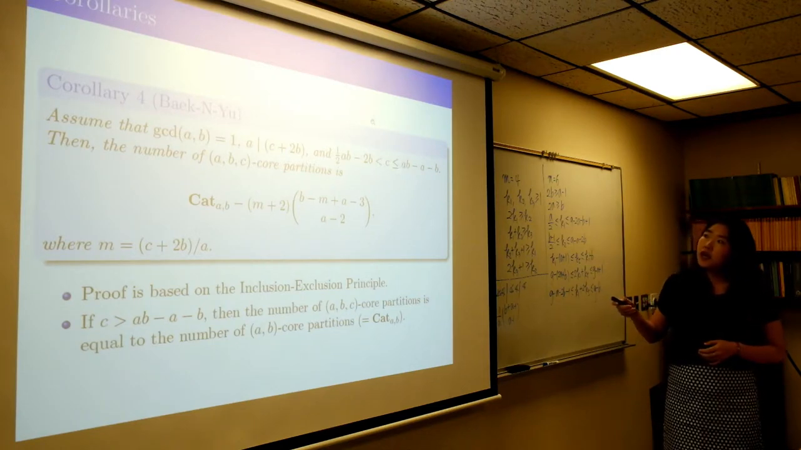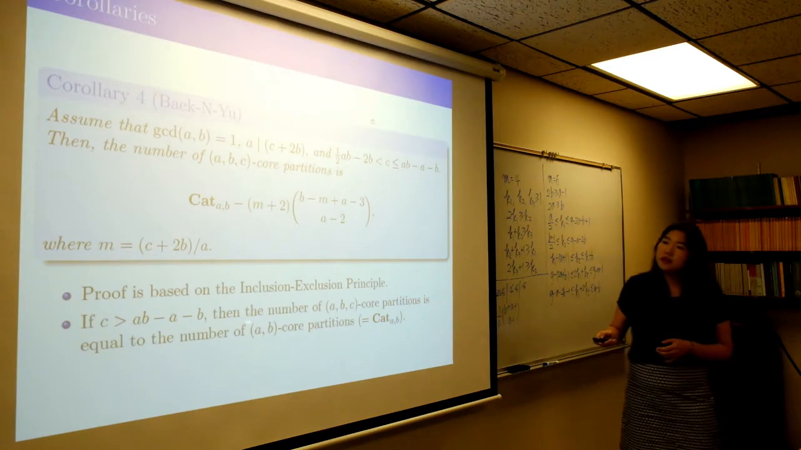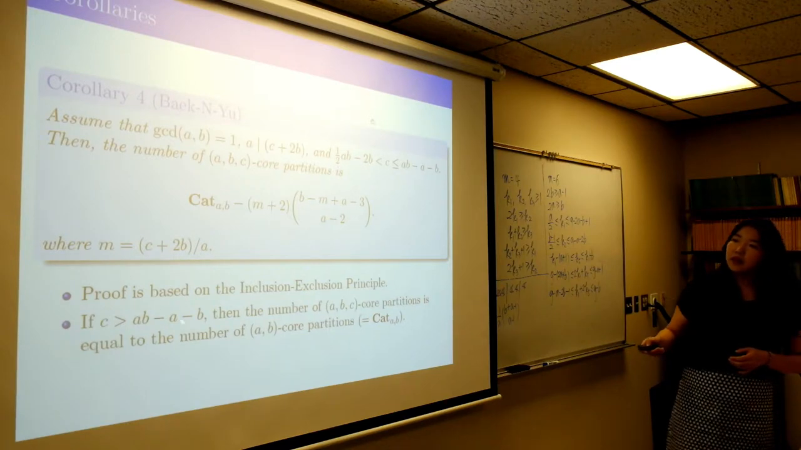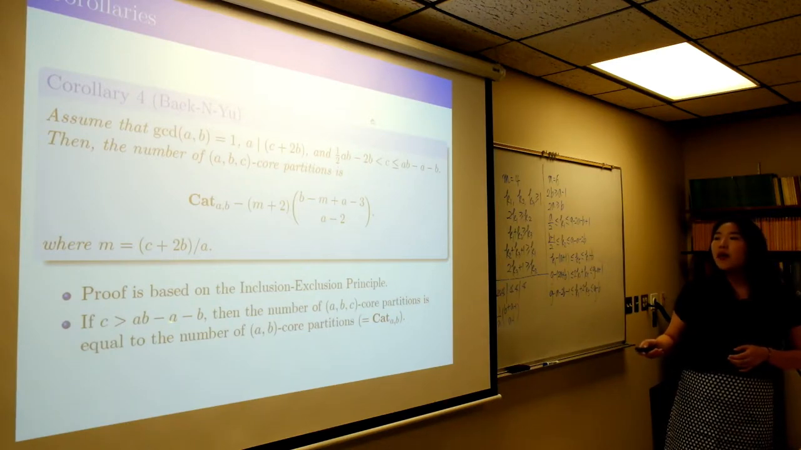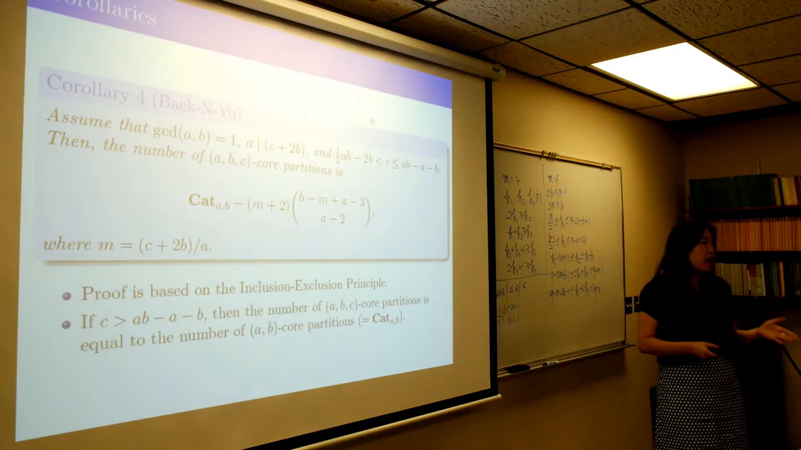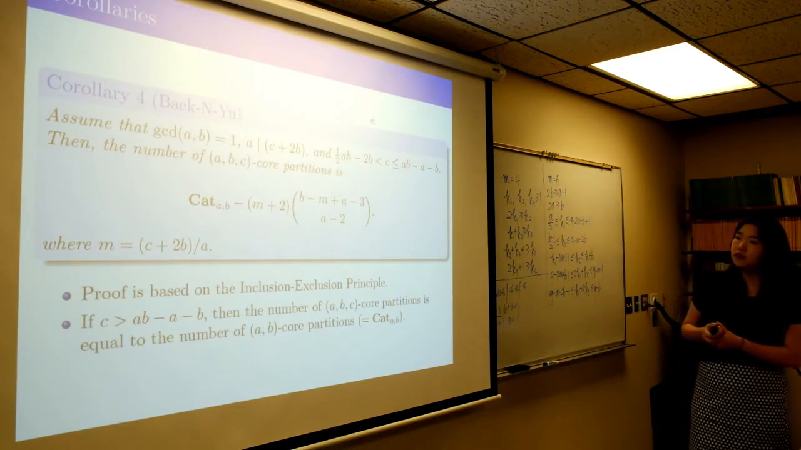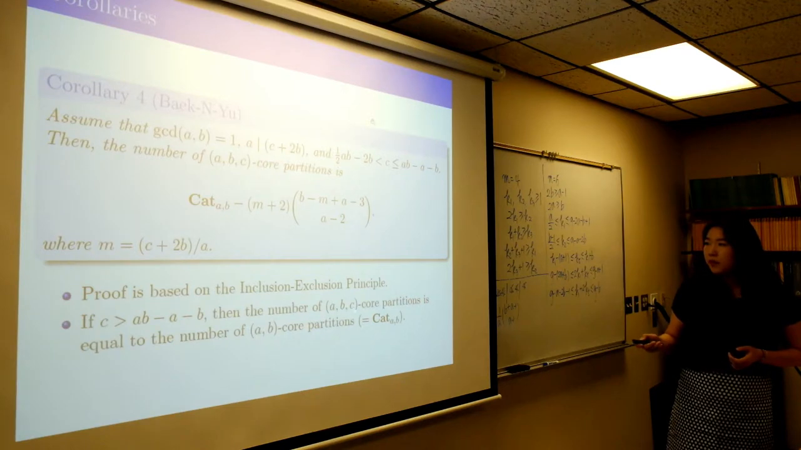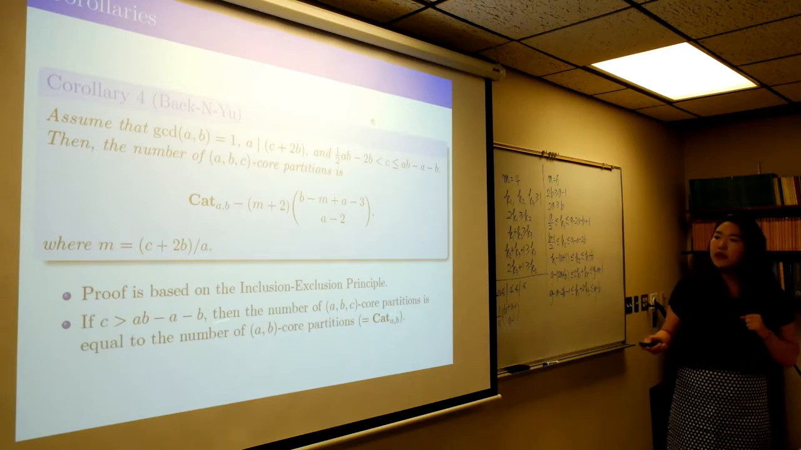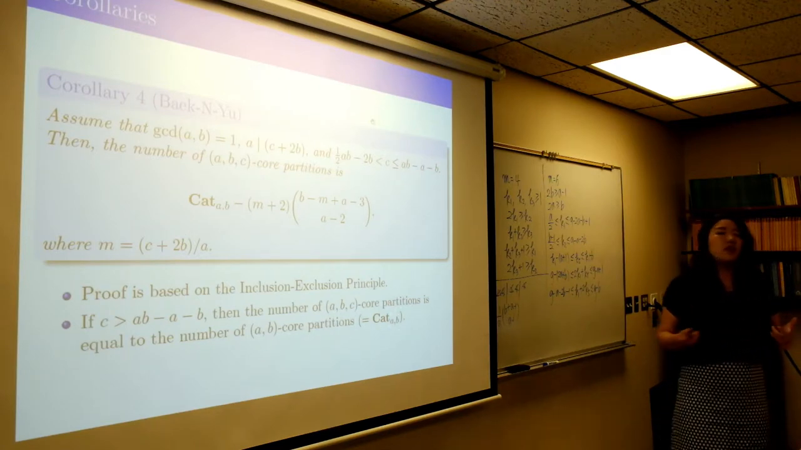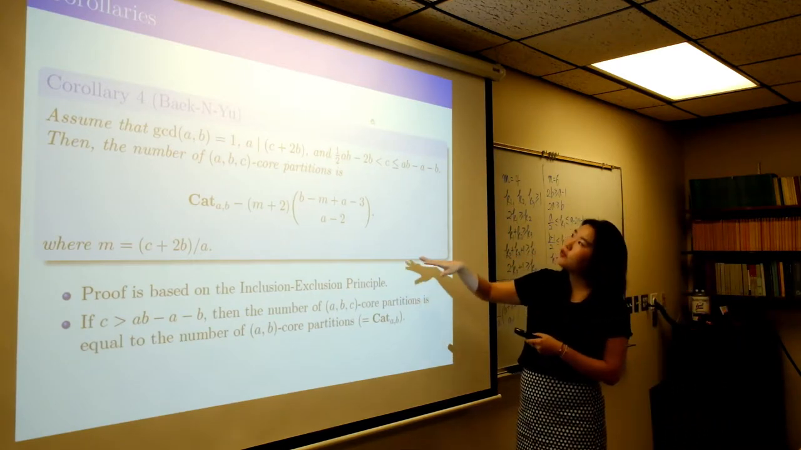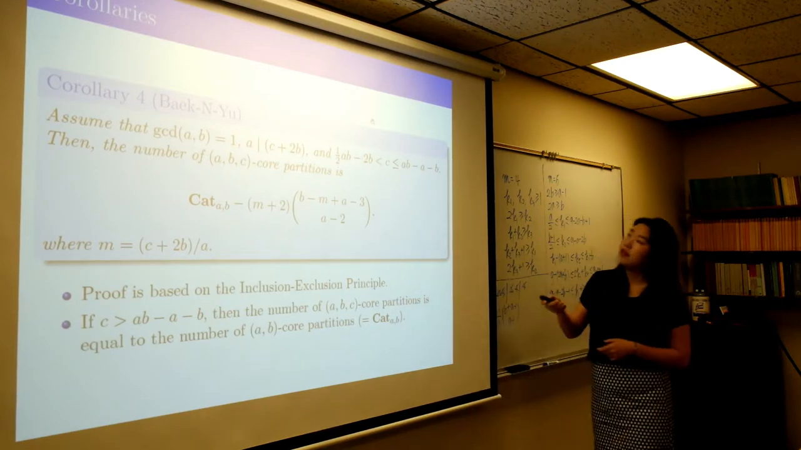But then the upper bound of C comes naturally, because if C is greater than this number, we're going to talk about it later, this is called the Frobenius number of A and B. And if C is greater than this number, then C can be written as a linear combination of A and B with non-negative integer coefficients. In that case, C is simply the summation of A and B. So the number of ABC core partitions is simply the number of AB core partitions, which is a generalized Catalan number. So basically, we can classify the L equal 2 case when C is greater than this fraction.